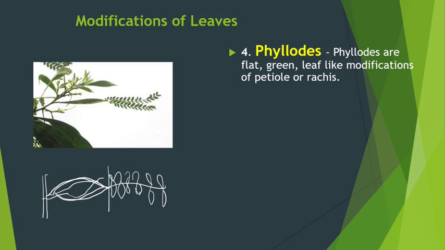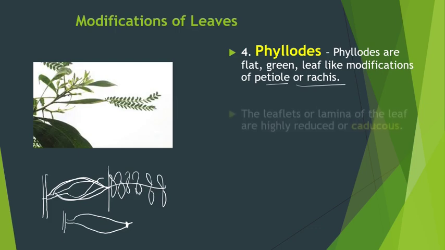And when these compound leaflets fall down, you can see a scar, and the petiole is modified to form a green, flat, leaf-like structure, sometimes a petiole or a rachis. The compound leaves fall down and there is a scar which is seen at the tip.